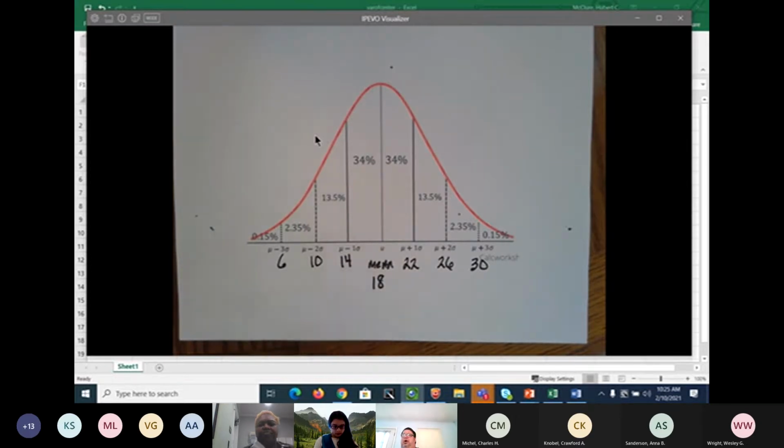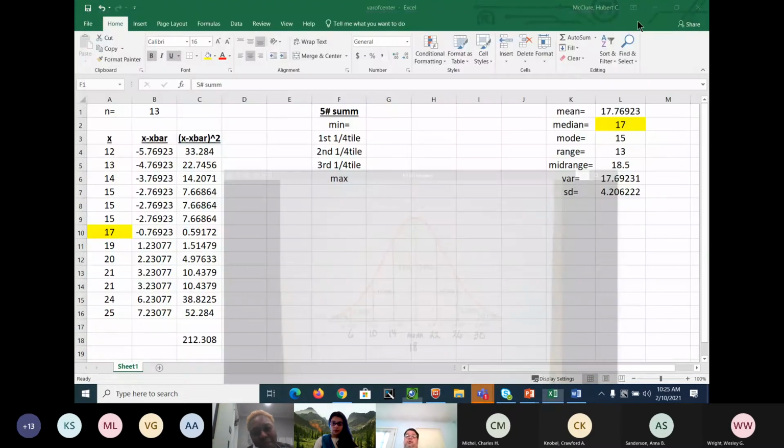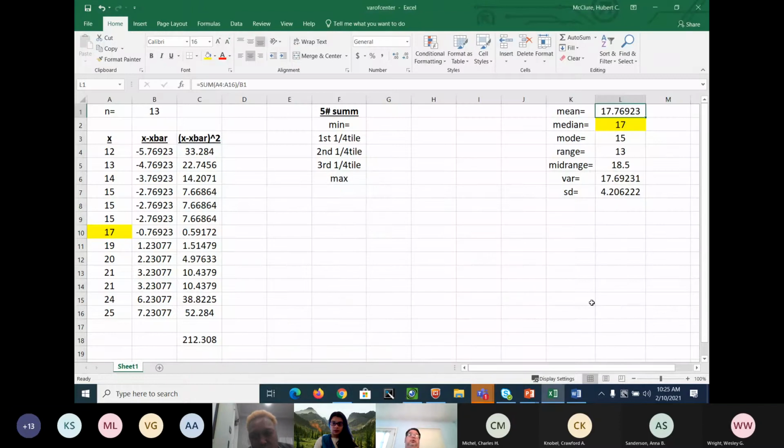Now, that's not hard, but when I show this to people, they go, well, how'd you get to 22 and how'd you get to 14? Well, I just told you. They also ask how you get to 18. That comes from right there. There's the mean right there. Okay? Now, I rounded up.